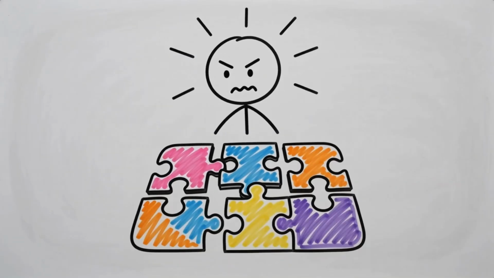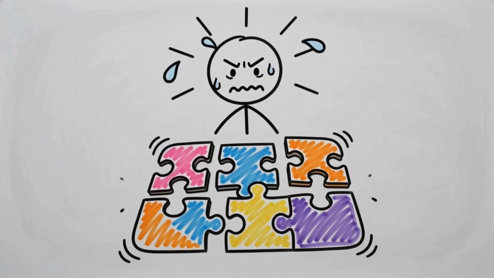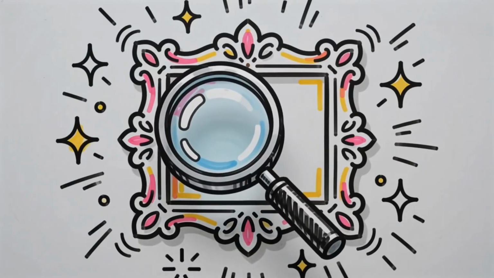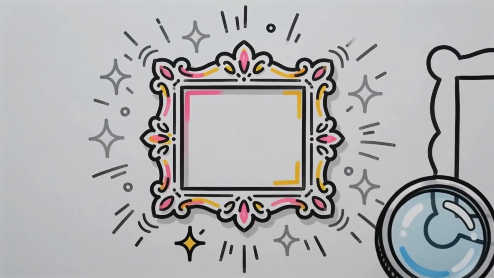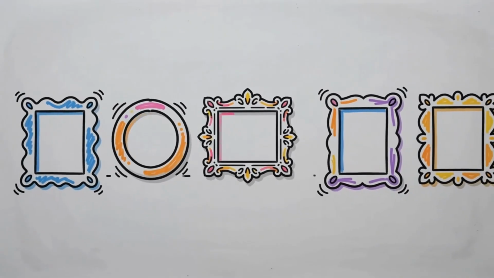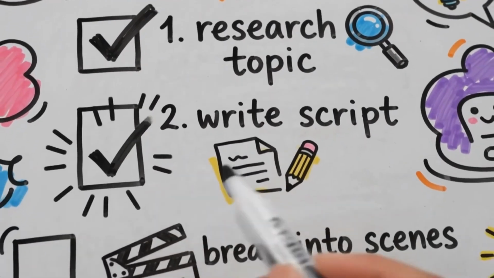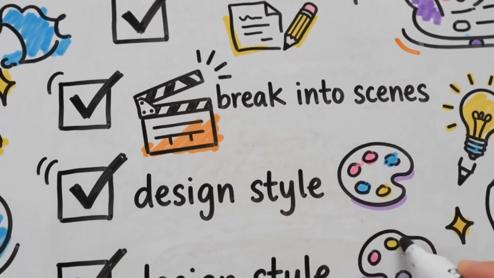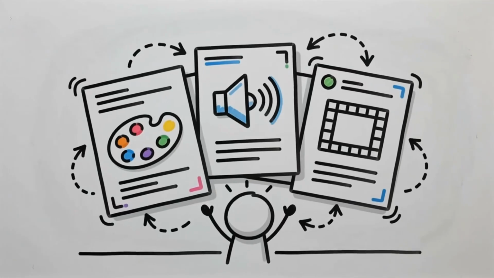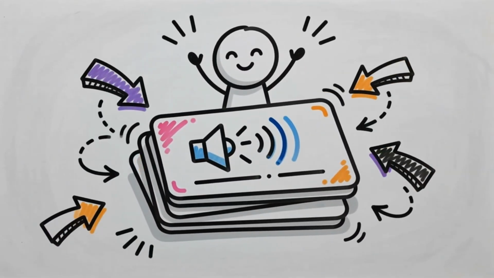That's when I realized professional explainer videos aren't impressive because every individual scene looks amazing. They're impressive because every scene follows the same visual language from beginning to end. That's what gives videos that polished documentary feel. Normally, creating that consistency takes hours of planning. You need to research your topic, write the script, break it into scenes, design the visual style, generate matching assets, record a voiceover, and organize everything before animation even begins. That's the part I wanted to simplify.